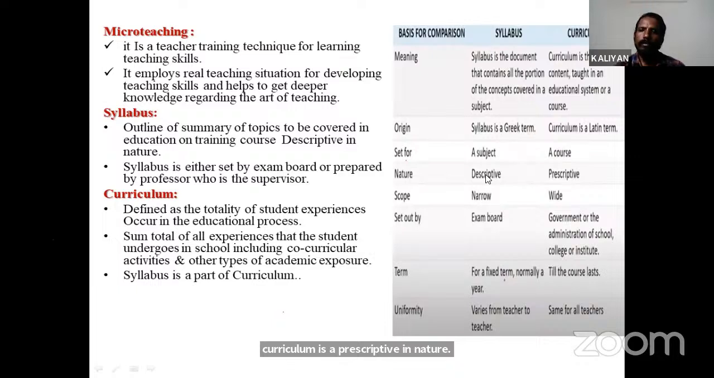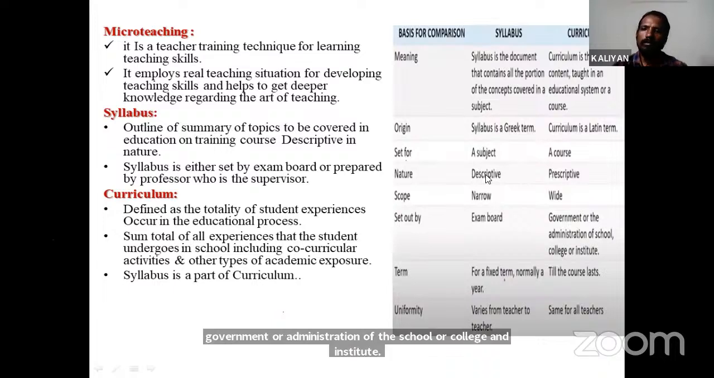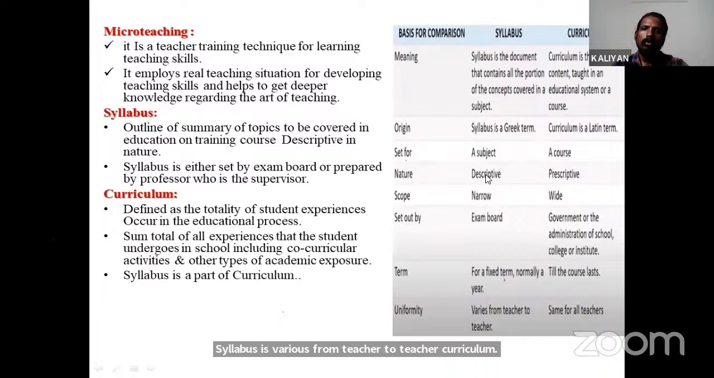The syllabus is set by the exam board, and the curriculum is set by the government or the administration of the school, college, or institute. Syllabus varies from teacher to teacher. Curriculum is the same for all teachers. So sometimes they ask questions on syllabus and curriculum.